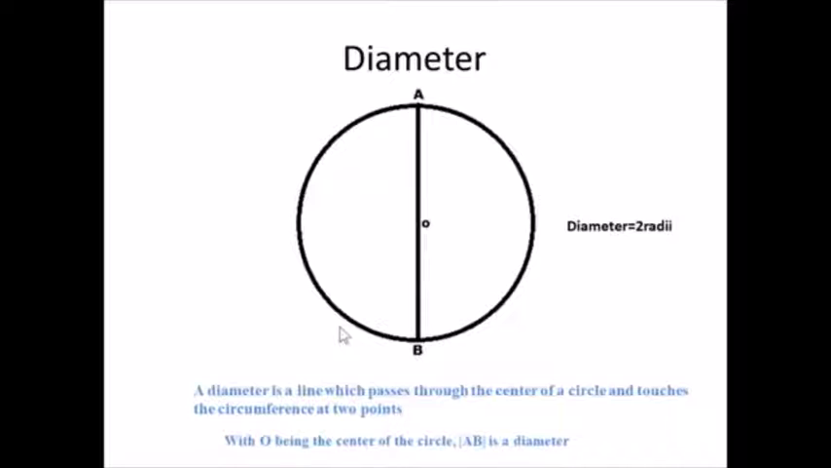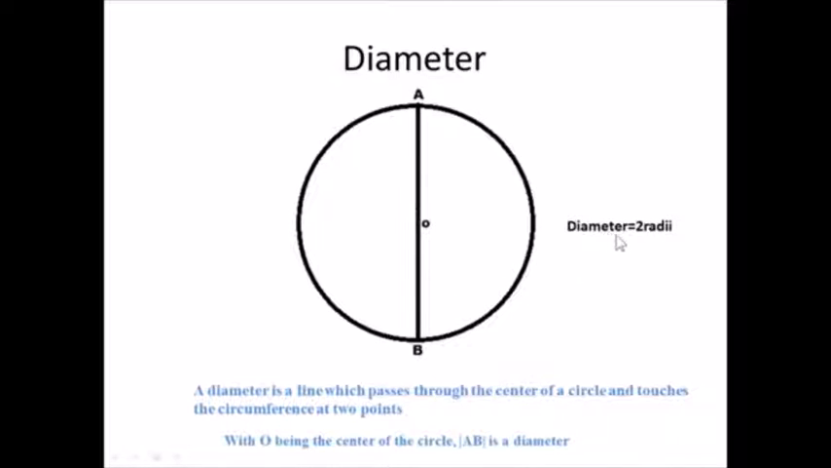The next one is the diameter. A diameter is a line which passes through the center of a circle and touches the circumference at 2 points. You can see this line AB is a diameter, and it passes through the center O of the circle and touches the circumference at point A and point B. So that is a diameter.